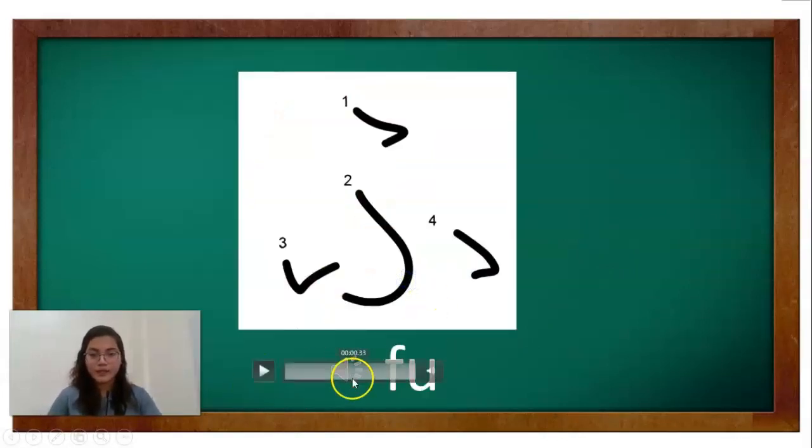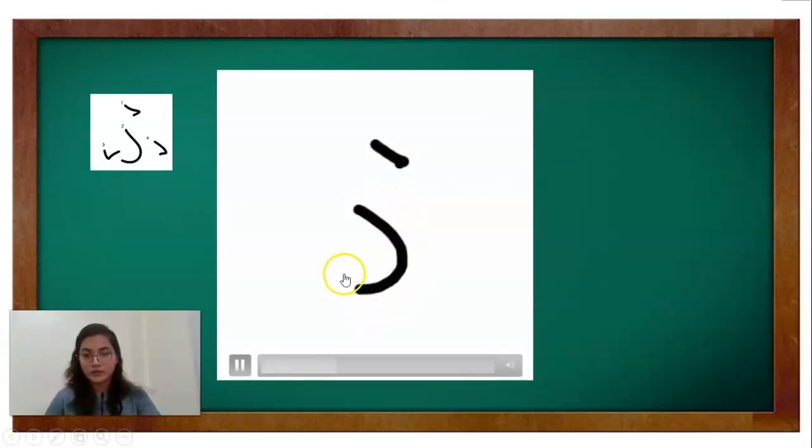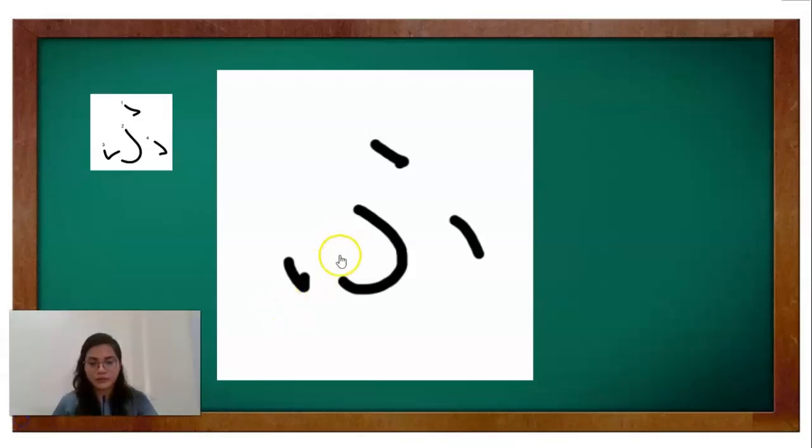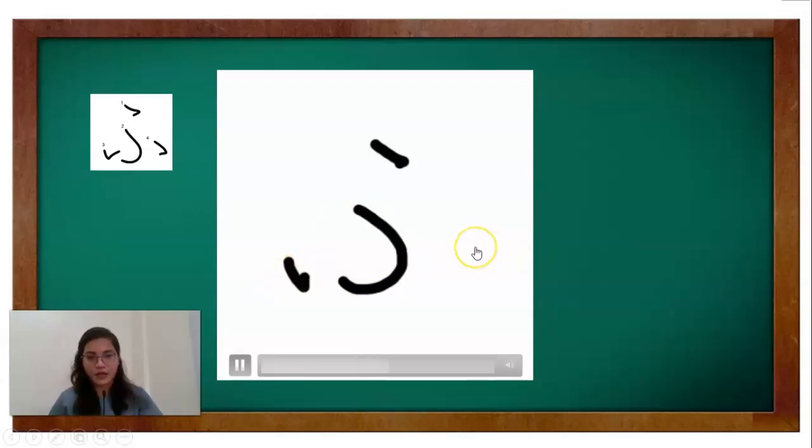Okay, next up is the character fu. Fu has 4 strokes. 1, 2, 3, and 4. Okay, let's try it again. 1, 2, 3, and 4.